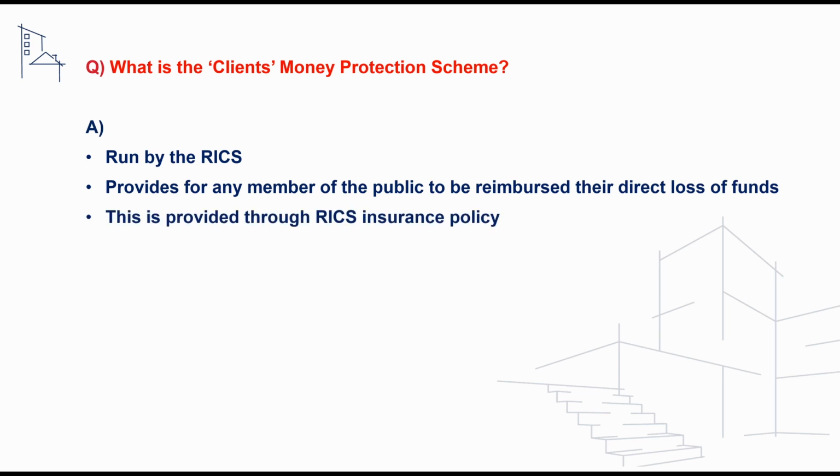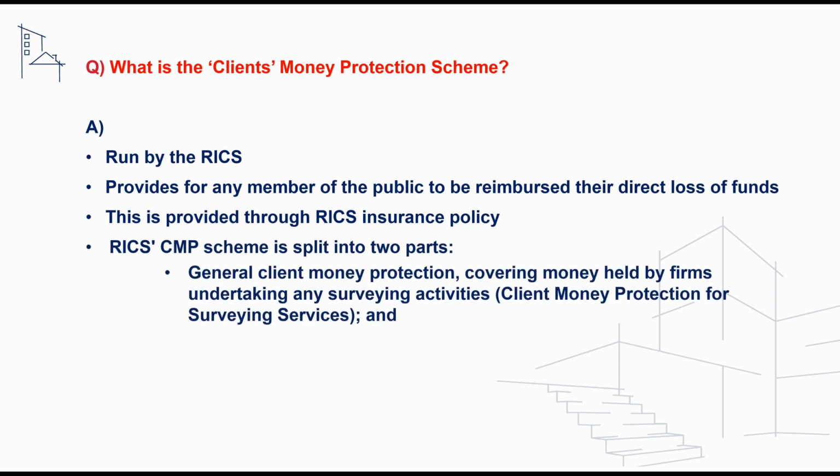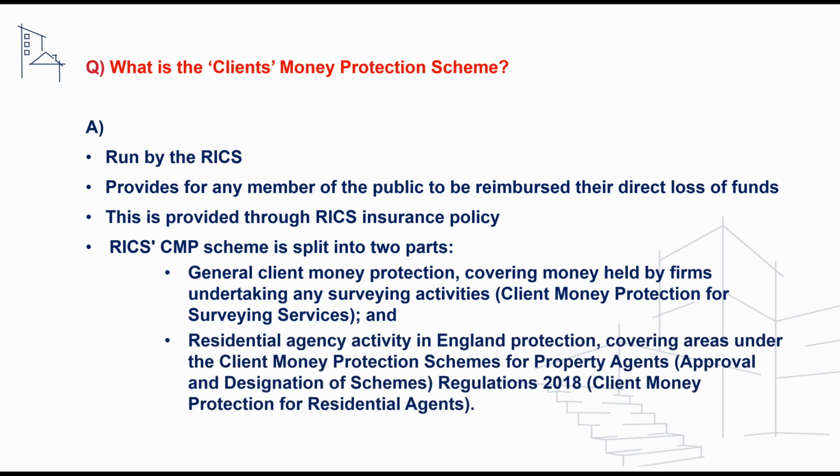The RICS Client's Money Protection Scheme is split into two parts, with general client money protection covering money held by firms undertaking any surveying activities. It's also split into residential agency activity in England, covering areas under the Client's Money Protection Scheme.